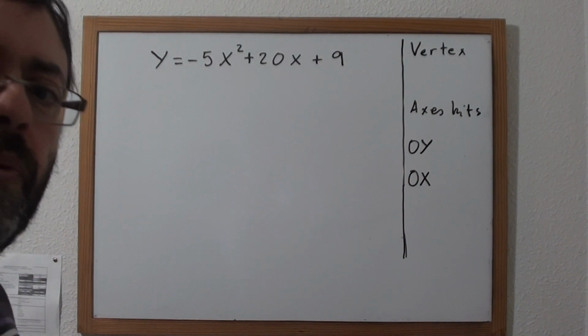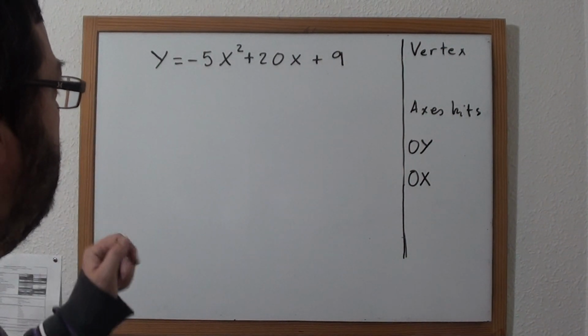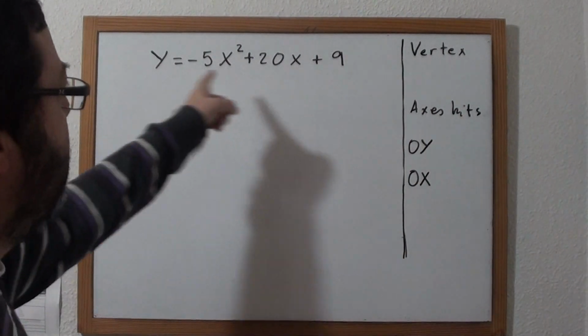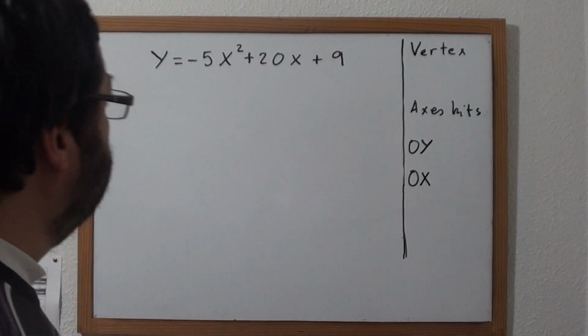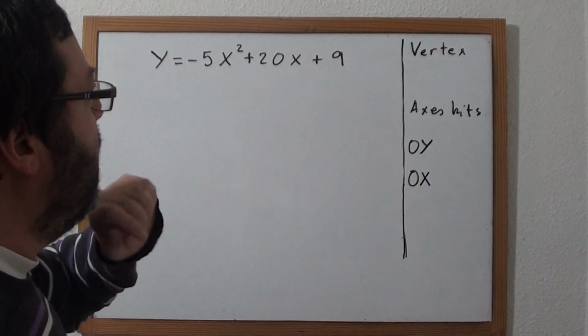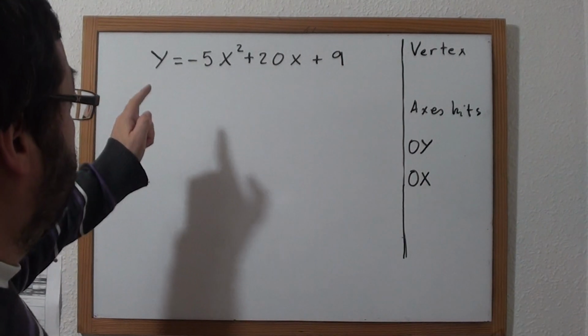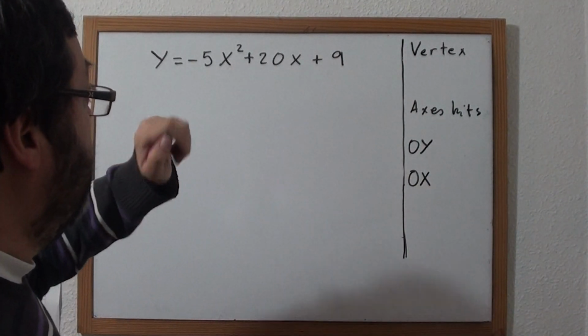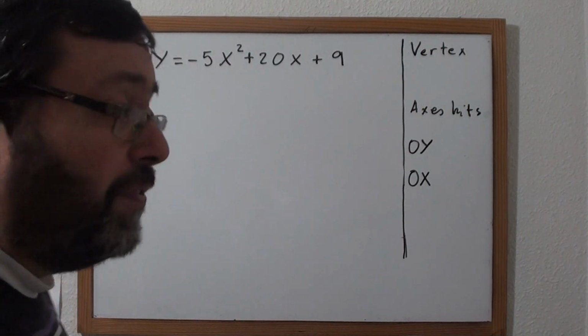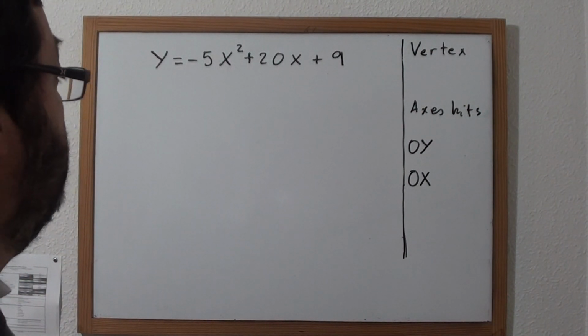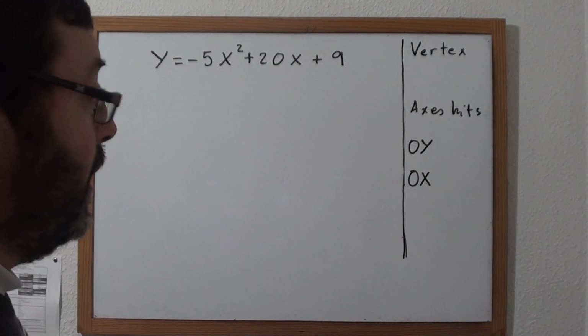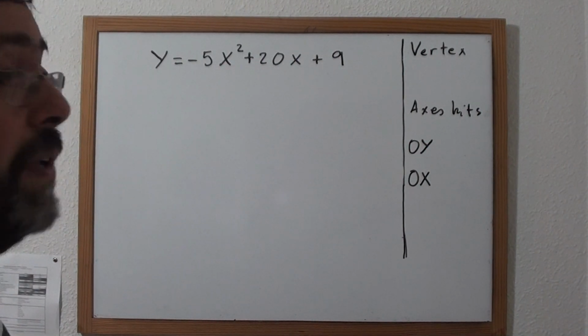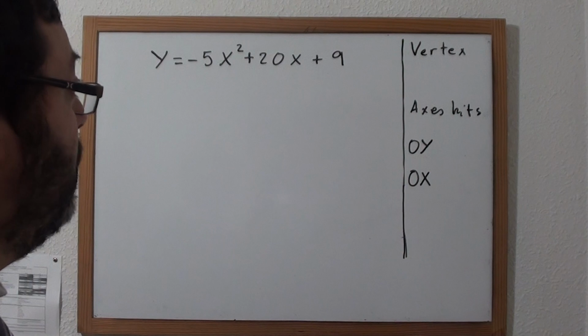In this video, we are going to review how we graph quadratic functions. This is a quadratic function, and quadratic functions like this can be found in real-life problems. For instance, this one can be extracted from the context of a problem that I'm going to tell you now.